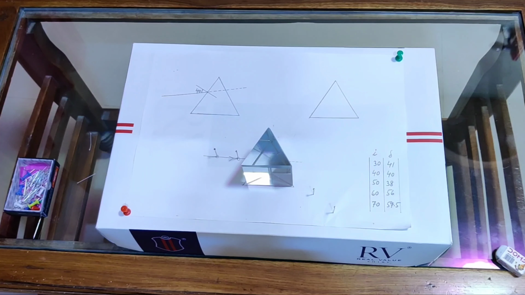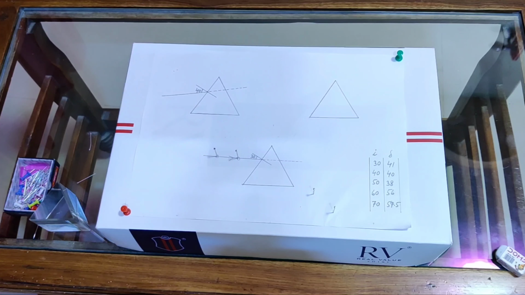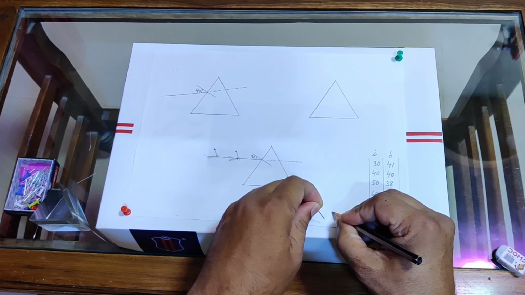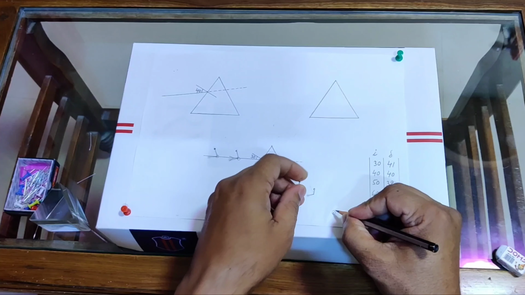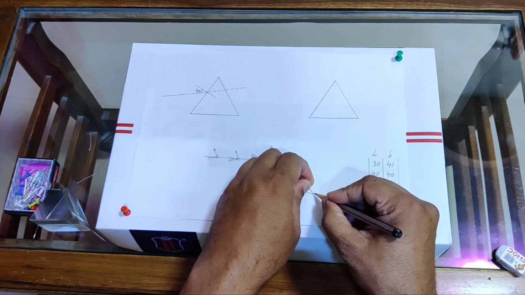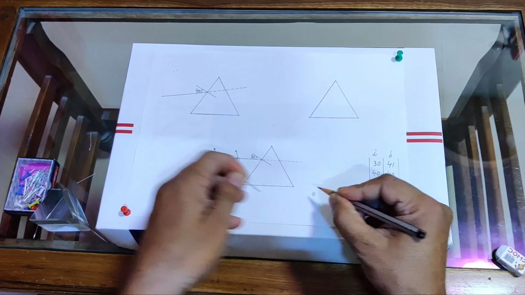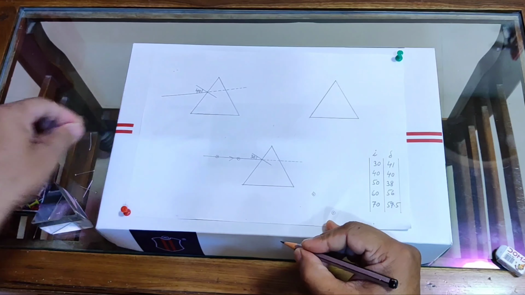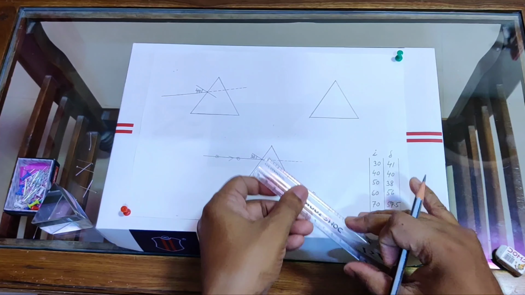Okay, now we remove the prism and one by one we remove the pins also. But before we remove the pins, we need to mark the position of the pins so that we don't forget the actual position of the pin, because sometimes you try at different positions. So yeah, we mark the position of the pins and we remove all the pins, and then we have to draw this ray.